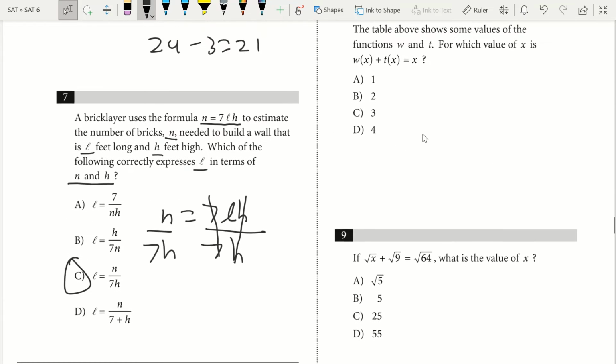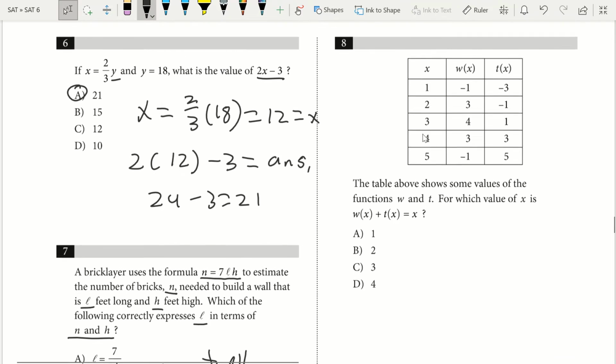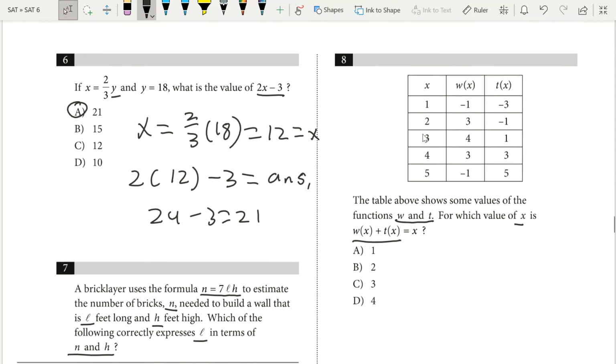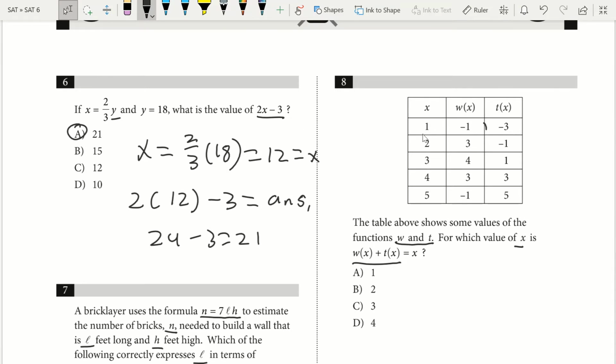Next, question 8. The table above shows some values of the functions w and t. For which value of x is w of x plus t of x equal to x? So all we got to do here is we got to go into our table and we have to add w of x to t of x and see if it equals x or doesn't equal x.